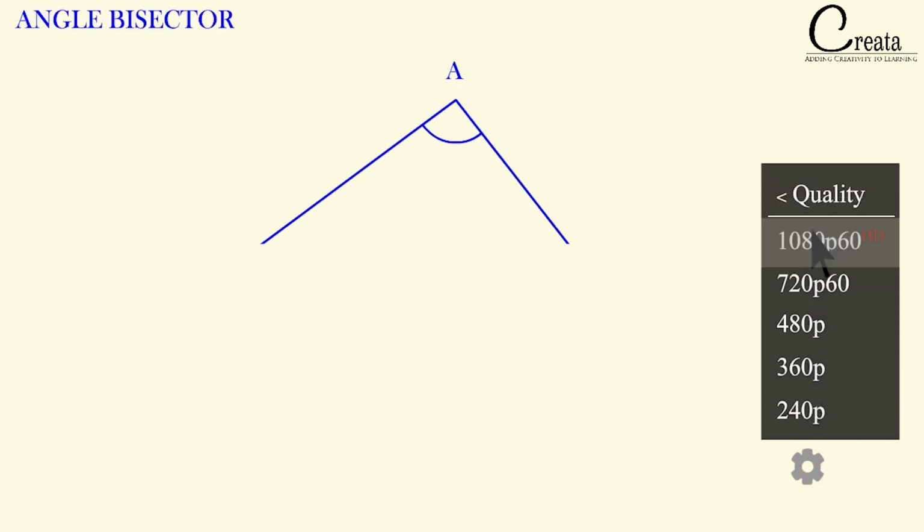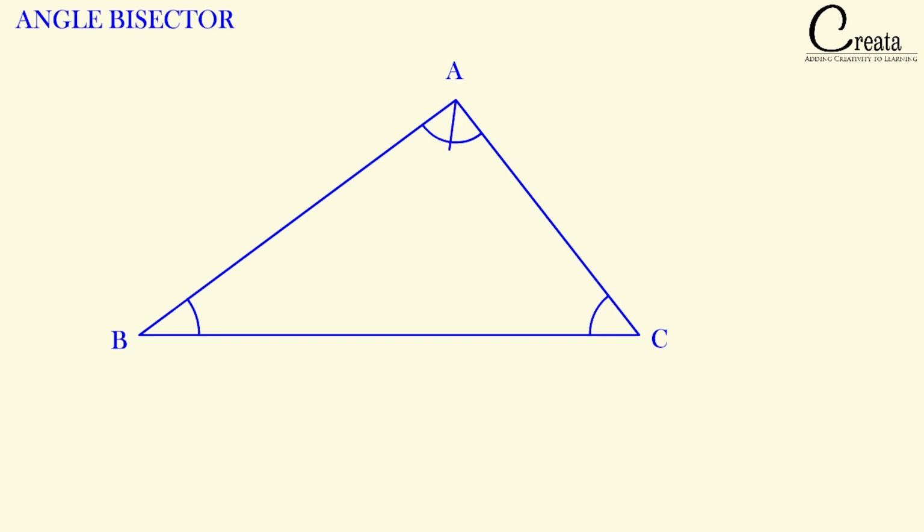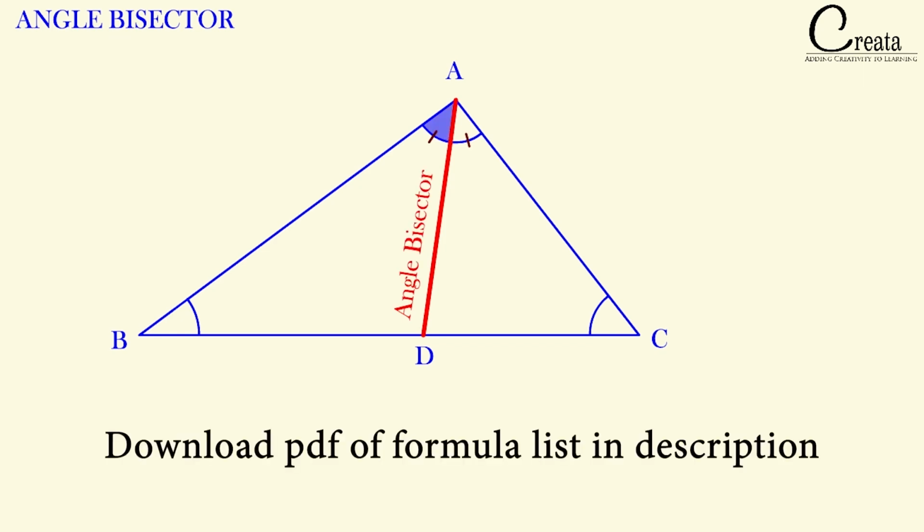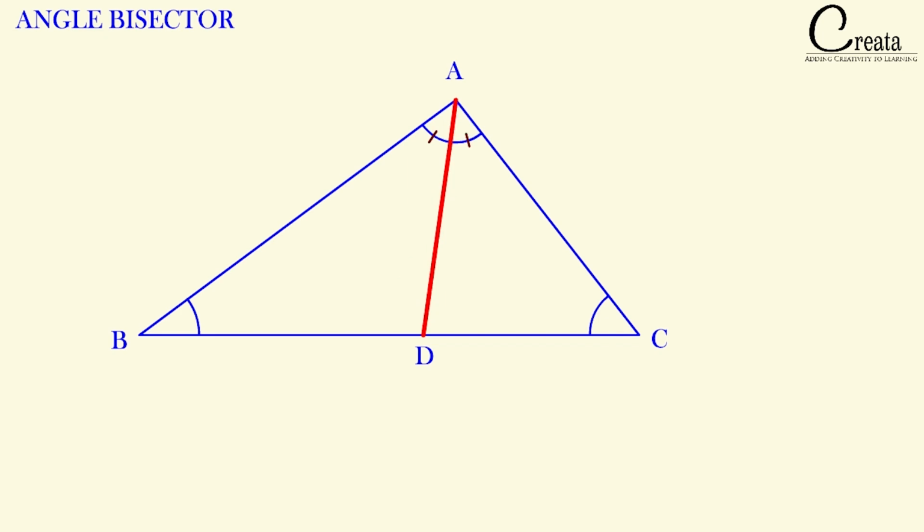Let's take a triangle ABC. An angle bisector is a line segment which divides the angle into two equal portions. Here AD is the angle bisector for angle A. AD is dividing the angle A into two equal portions. A triangle has 3 vertices and 3 sides, so we can have a total of 3 angle bisectors.